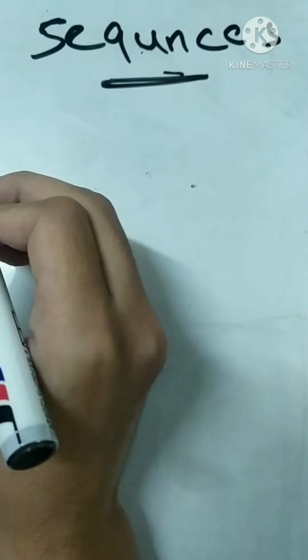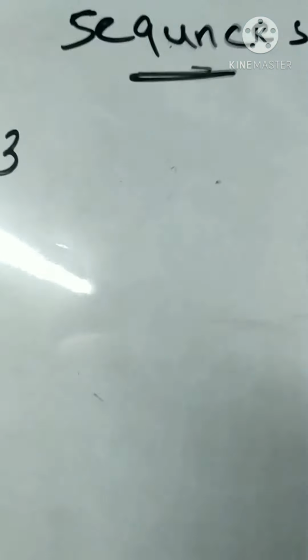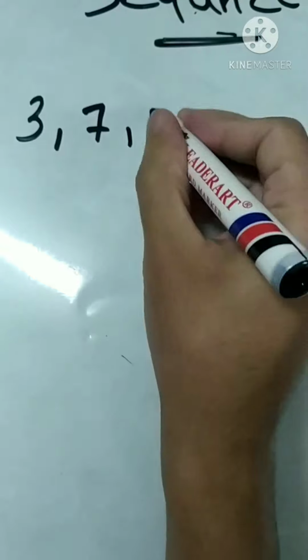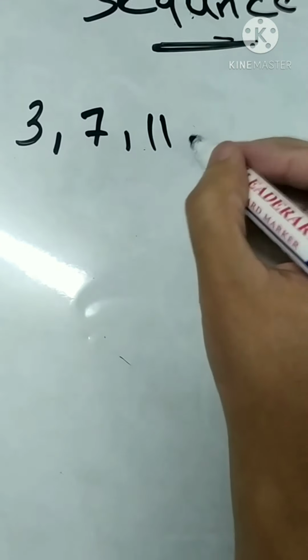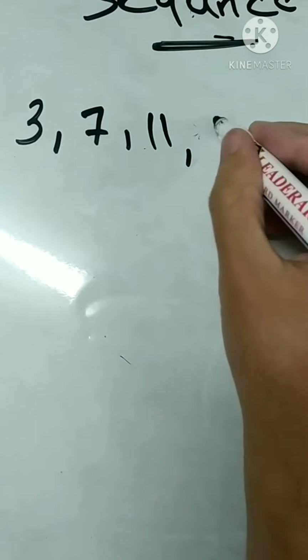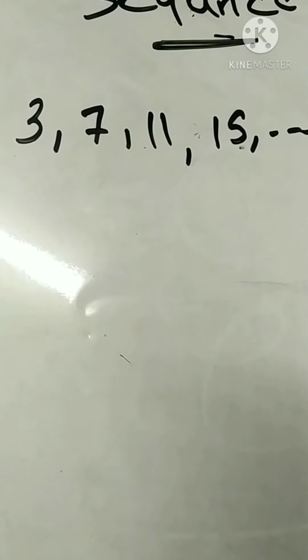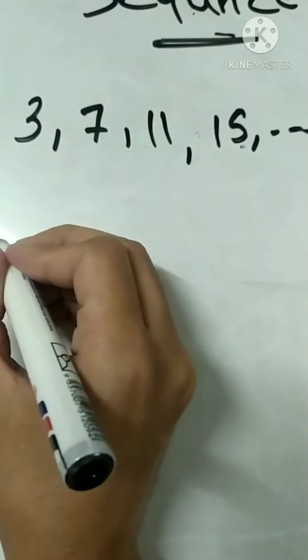If I wrote a question like this one, okay, this is 3, 7, 11, 15, and so on. In this sequence, we are adding the same number each time. He's going to ask me some questions about this sequence, and they're going to learn how to deal with these questions.